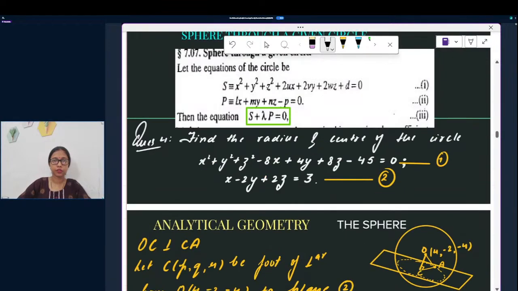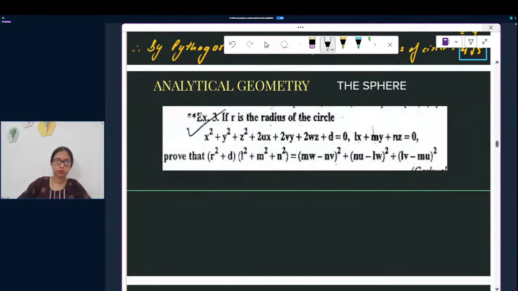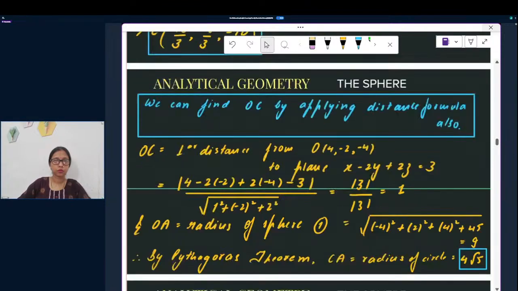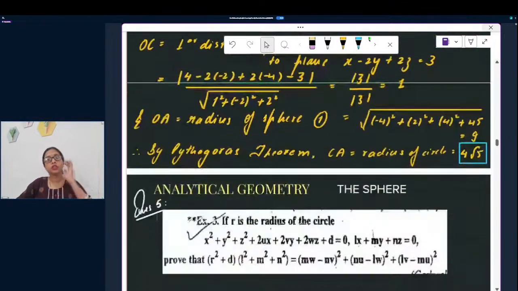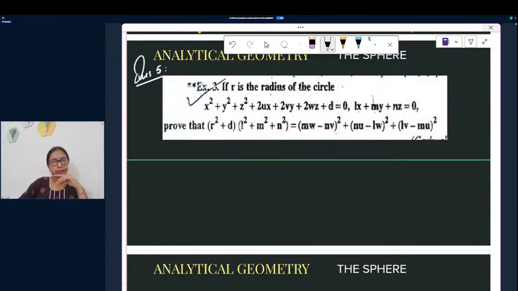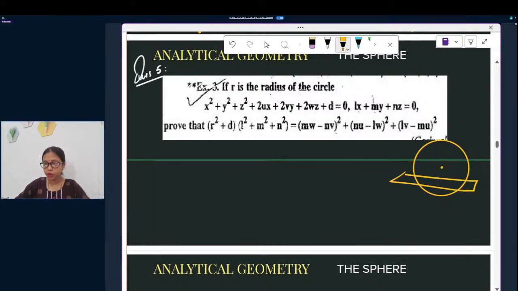Question number 5. If r is the radius of the circle, prove. Okay. So, beta, O is the center of the sphere. That's the plane, right? That's the perpendicular. The perpendicular foot was C.